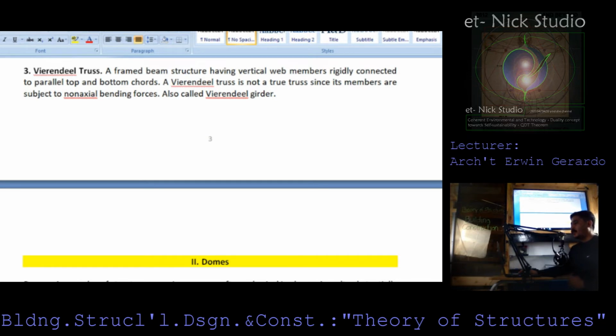Vierendeel truss, a frame beam structure having a vertical web member rigidly connected to parallel top and bottom chords. A Vierendeel truss is not a true truss since its members are not subject to axial bending forces, also called a Vierendeel girder.